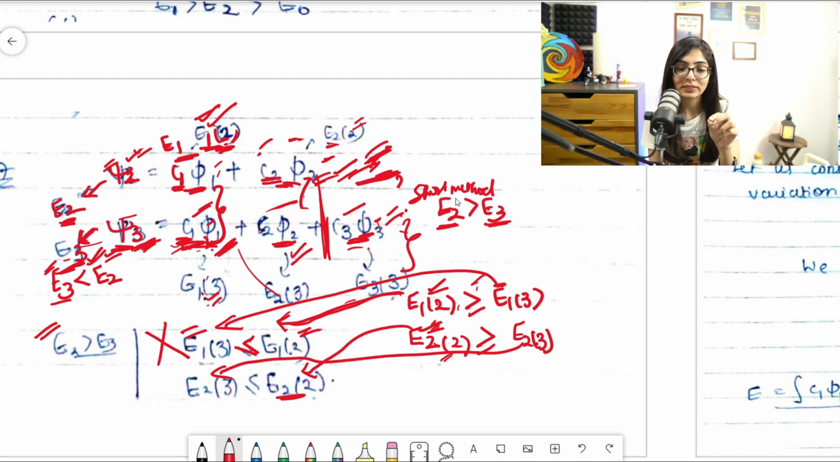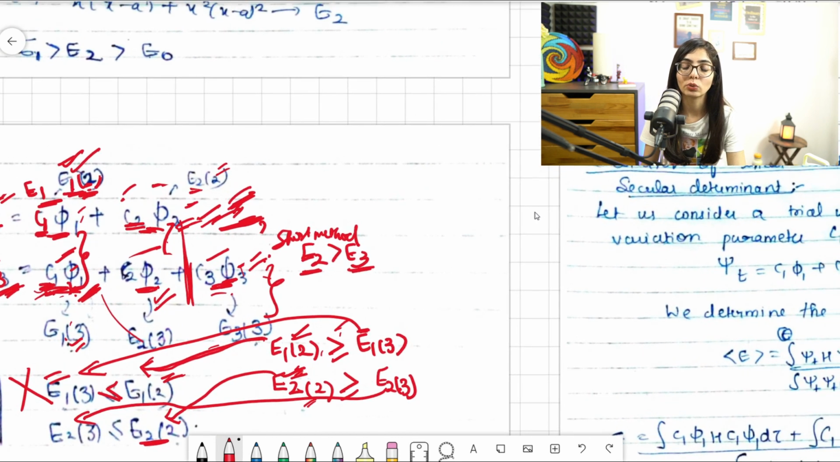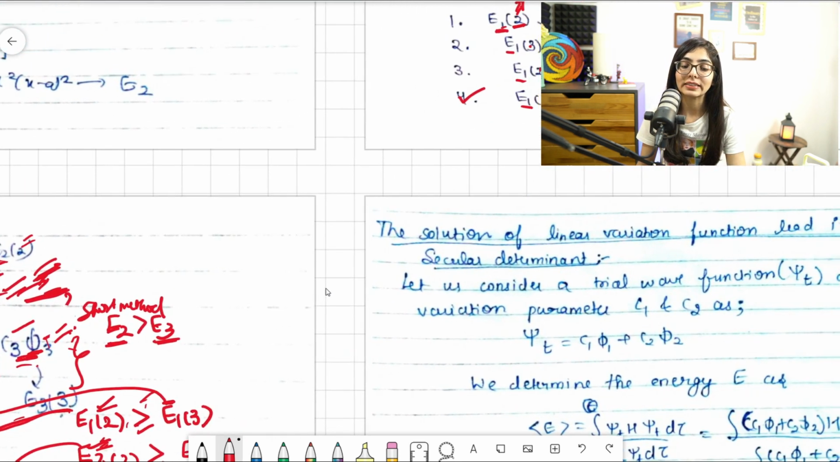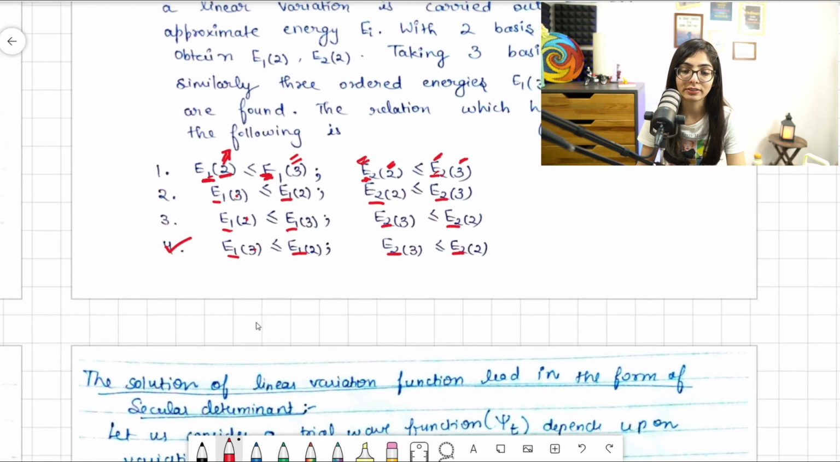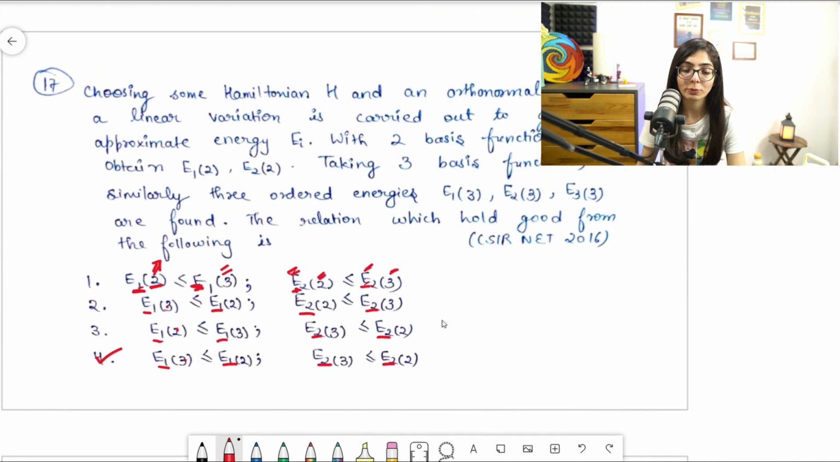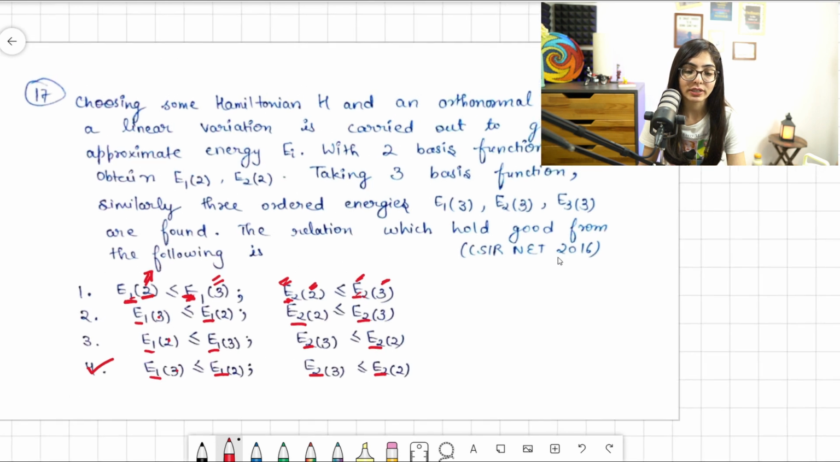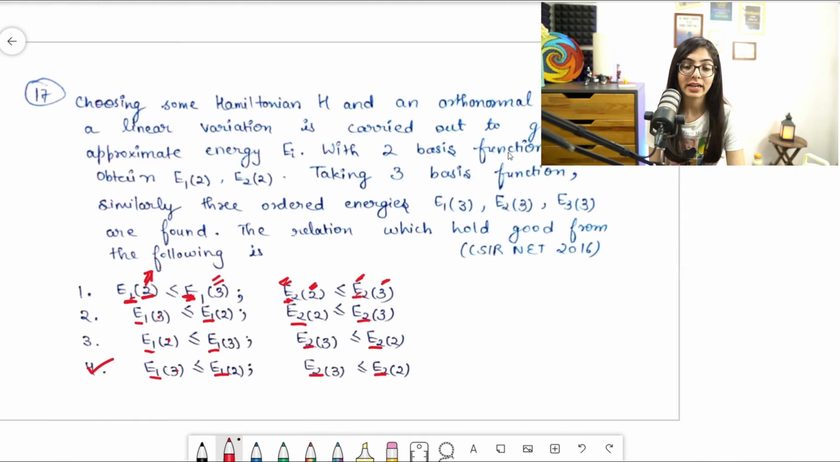Because in the options you will see one thing, and from that only you can conclude. So E2 is greater than E3. That means the energy of the second trial wave function will be greater than the third. So if I come down to the options, can you see what is happening? I told you E2 will be greater than E3.